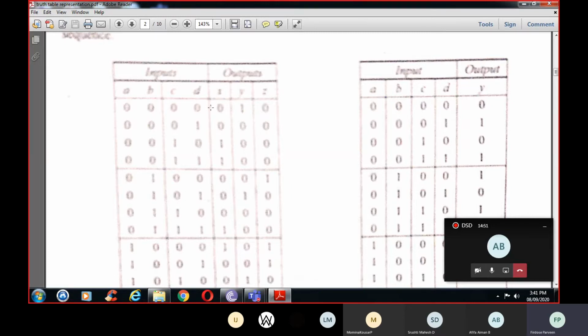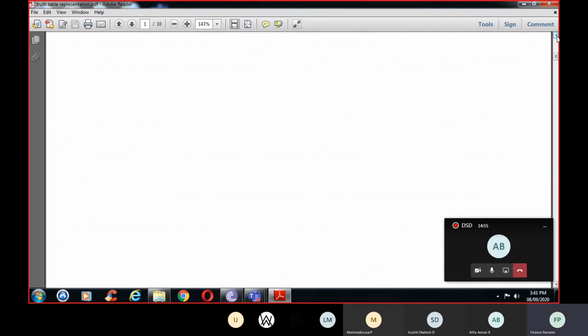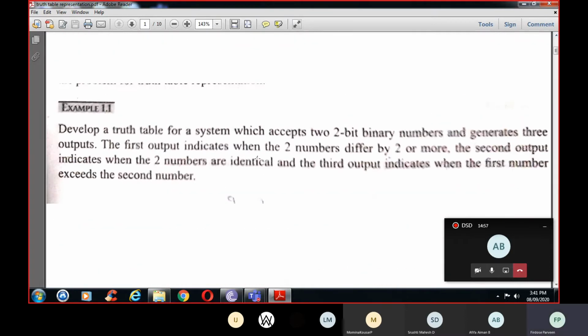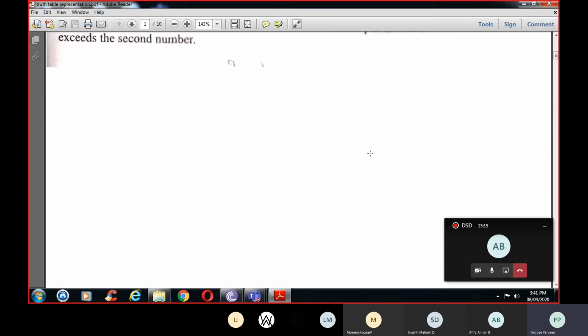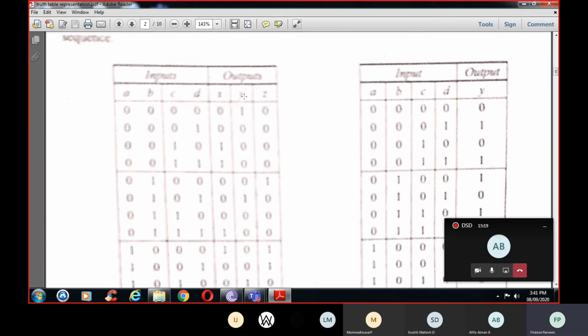So here, in the question, the first output indicates when the two numbers differ by 2. Or we will see for the second output first. Second output, what are they telling? When two numbers are identical. You can write if you want: the second output indicates when they are identical. So identical means it is the same. That is Y. See here, Y.